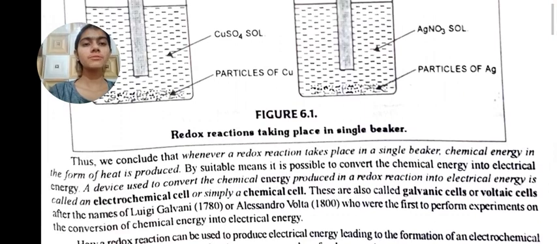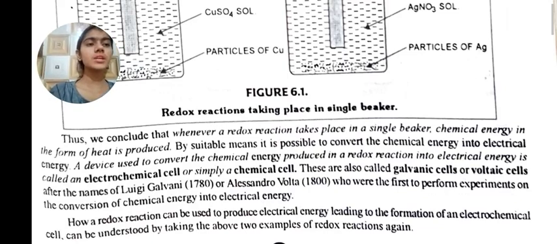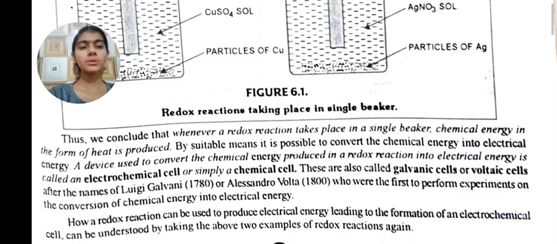Thus, we conclude that whenever a redox reaction takes place in a single beaker, chemical energy in the form of heat is produced. By suitable means, it is possible to convert the chemical energy into electrical energy. A device used to convert the chemical energy produced in a redox reaction into electrical energy is called an electrochemical cell or simply a chemical cell. These are also called galvanic cells or voltaic cells, after the names of Luigi Galvani or Alessandro Volta, who were the first to perform experiments on the conversion of chemical energy into electrical energy.